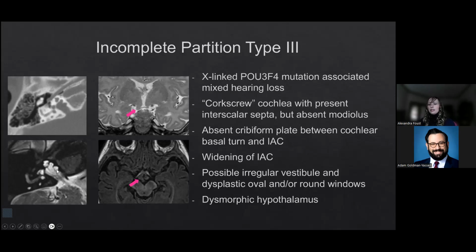You'll also notice that you're missing the separation between the basal turn of the cochlea and the internal auditory canal. Together, that is what gives you your corkscrew appearance. They tend to have a widened IAC, and this is another population who's at risk for stapes gusher if they undergo surgical intervention. Another note for these patients is that this mutation has been associated with dysmorphism or abnormality of the hypothalamus. So if you have an MRI especially, go take a look. You might see some asymmetry or fullness, some dysmorphism in the hypothalamus.